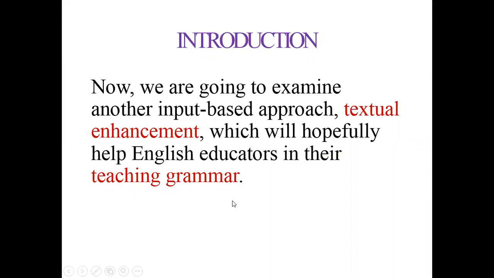You can imagine, for example, you let your students see the written text, and you ask your students to highlight any grammatical forms which they are interested in. This is called textual enhancement. Or sometimes you can ask your students to listen, and you give some stress to some important words. This is also a kind of textual enhancement. So the question is, what is textual enhancement?